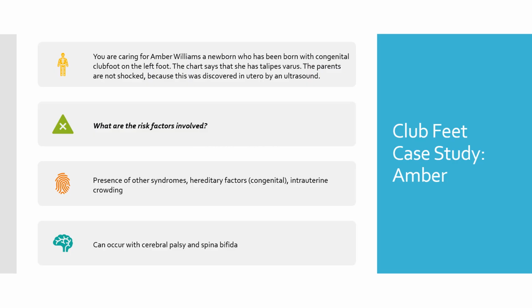So moving along, we're talking about club feet now. Case study, Amber. You are caring for Amber Williams, a newborn who has been born with congenital club foot of the left foot. The chart says that she has Talipes virus. The parents are not shocked because this was discovered in utero by an ultrasound. So what are the risk factors involved? So presence of other syndromes, hereditary factors, intrauterine crowding. Also, it can occur with cerebral palsy and spina bifida. So those are our risk factors.